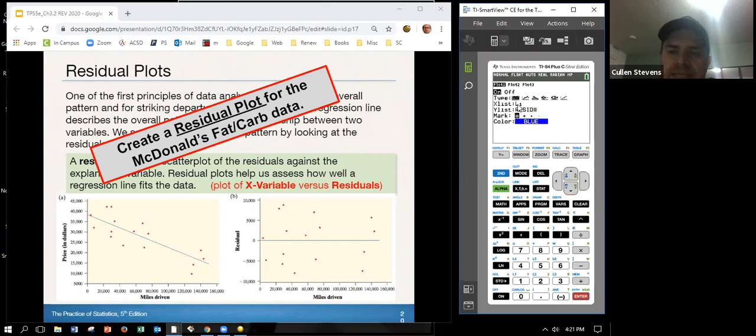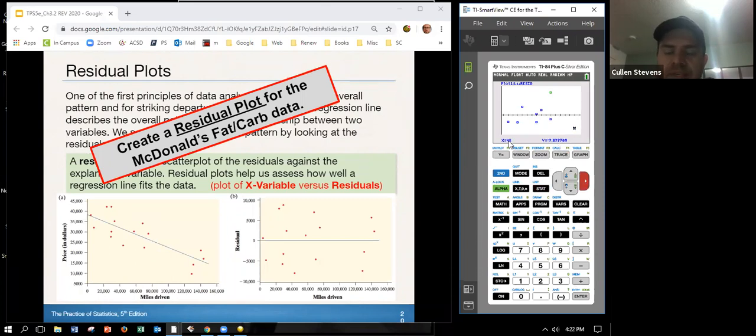So a residual plot is X versus the residuals. Zoom to my stat plot, and here's my residual plot. I can now trace, so I can go through and look at my X values and see what the associated residual will be.